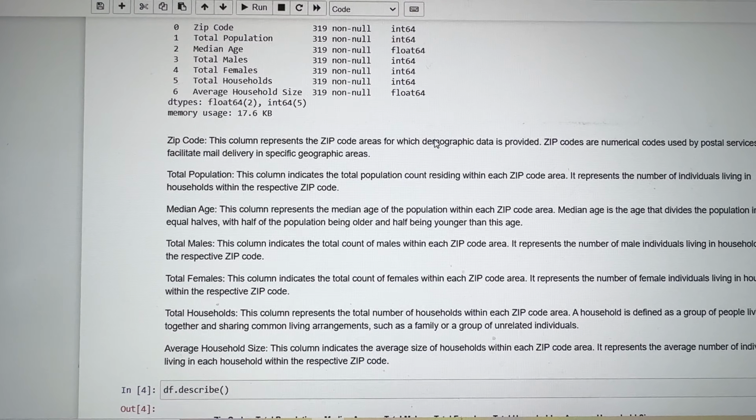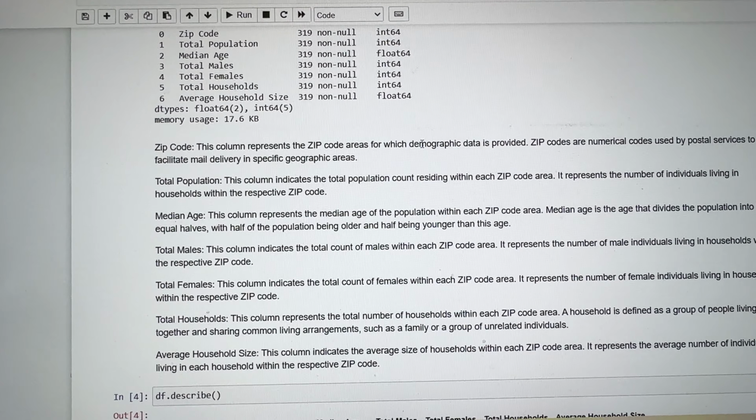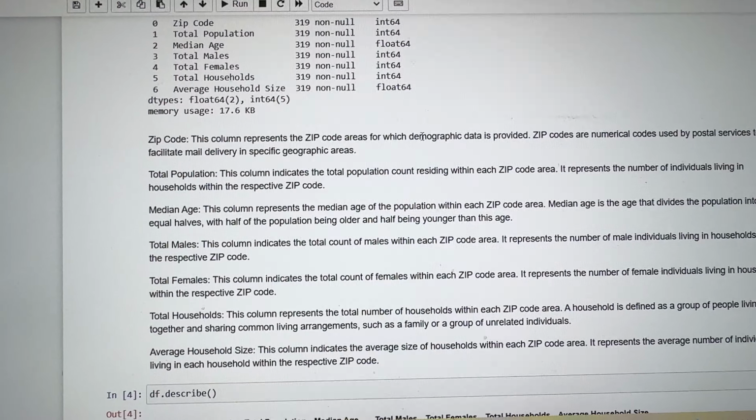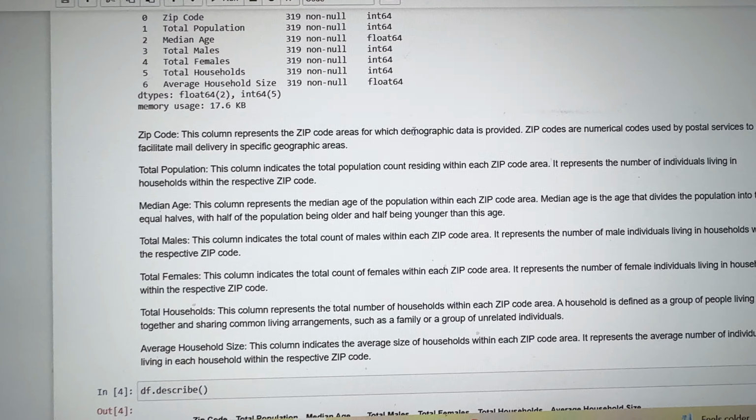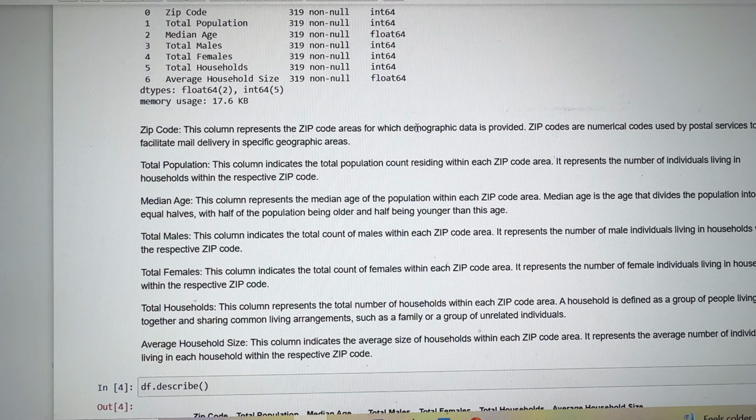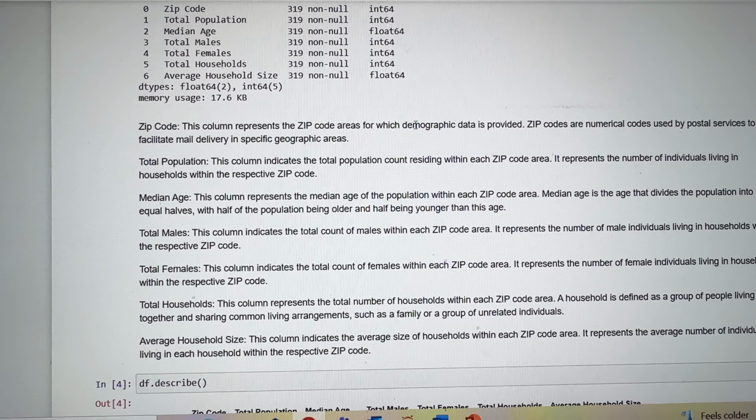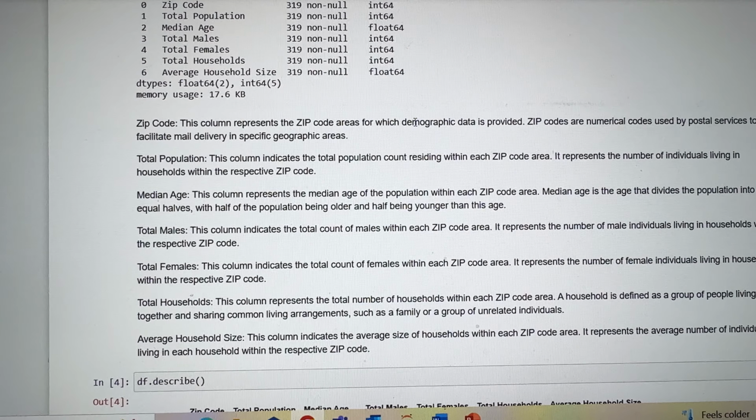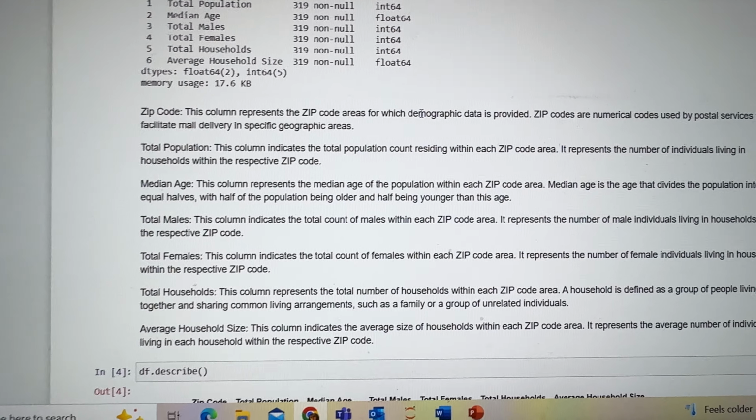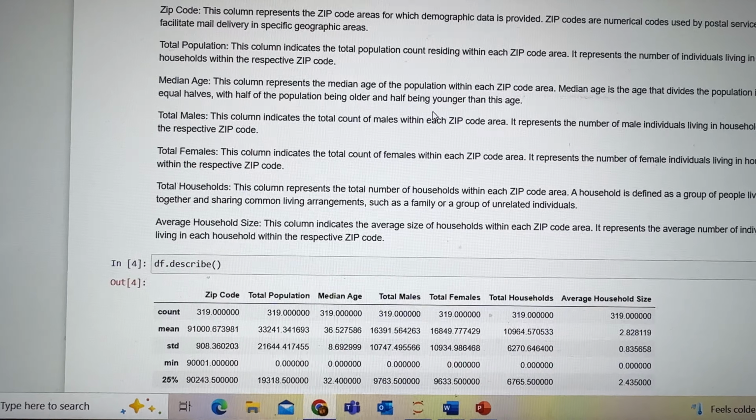The zip code indicates a particular area. Total population represents the number of individuals living in that particular area. Median age divides the population into two groups: one older and one younger than the particular age.